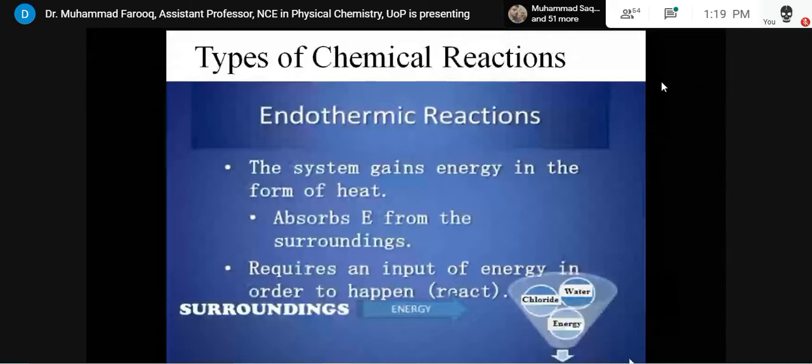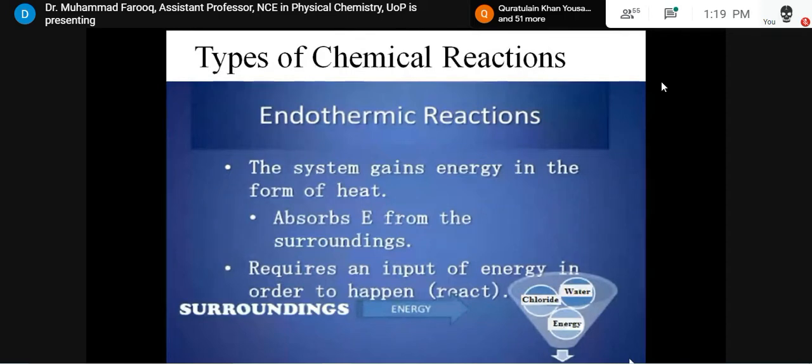For example, you can see when we dissolve salts in water, some amount of energy is required in order for the reaction to occur or to get dissolved. So you can see chlorides plus water plus energy, and after that they get dissolved. Okay. So these are those reactions. For example, also you can see the burning.